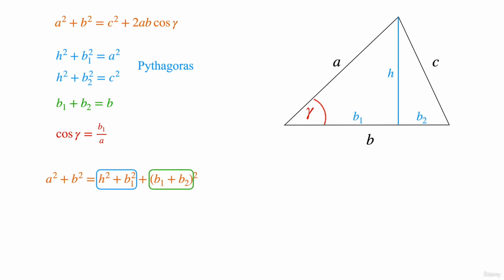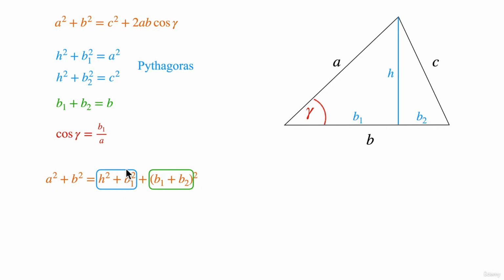So what we do first is plugging in, instead of a squared, h squared plus b1 squared, and instead of b squared, b1 plus b2 squared. Right? So you see the color coding.